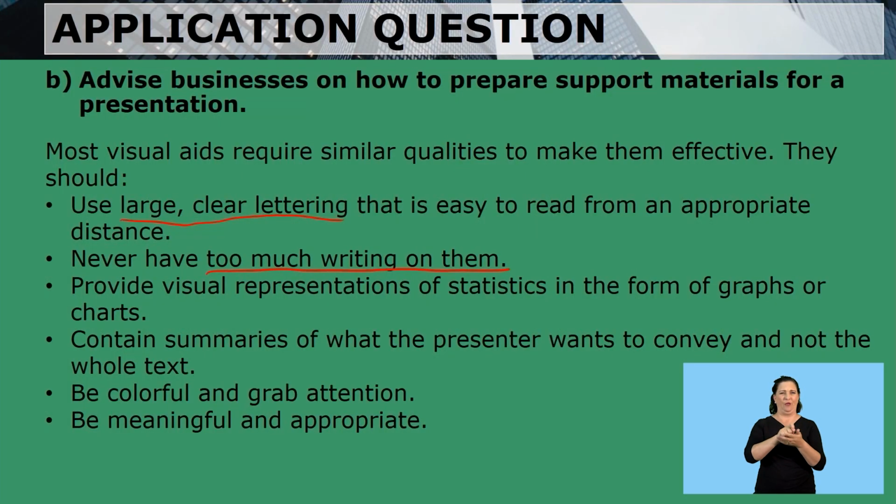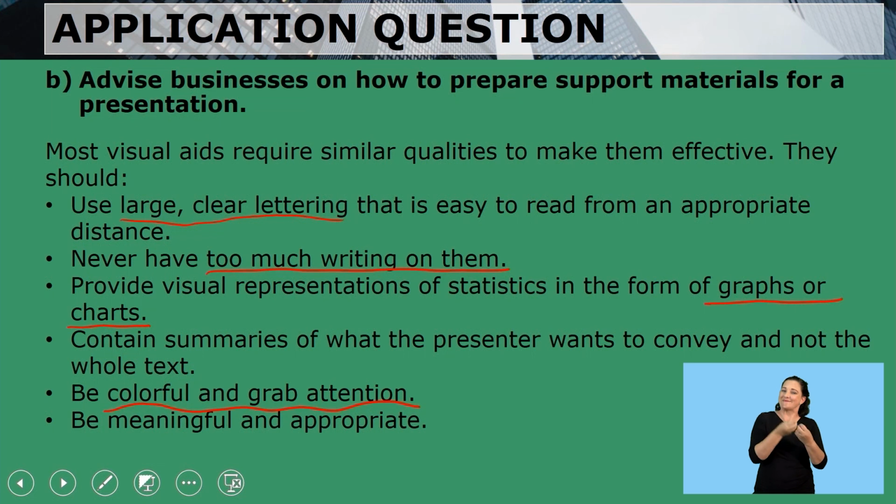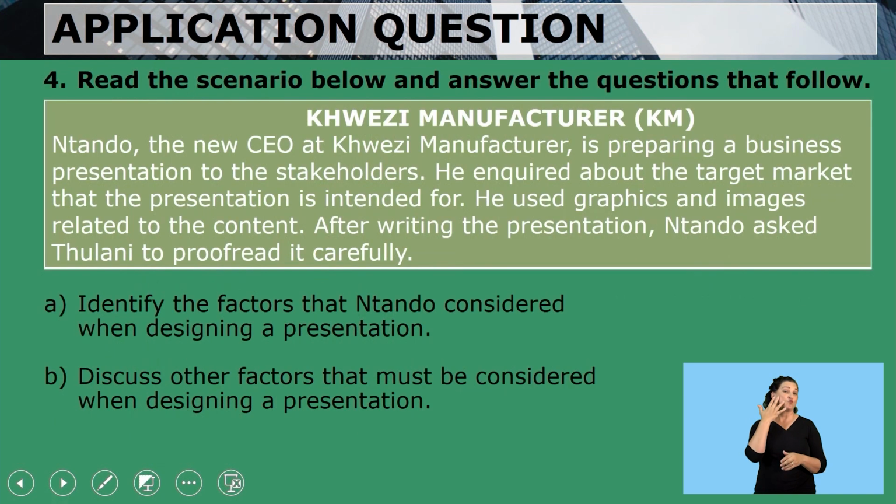You must never have too much writing on them, because it gets very cluttered and untidy. Provide visual representations of statistics in the form of graphs or charts. And this one gets easily interpreted in the form of graphs or charts. Contain summaries of what the presenter wants to convey. Be colorful and grab attention. How do you grab attention? By using different colors that will grab attention. The color that just shouts, look at me or read me. It needs to be meaningful and appropriate. So this is how to prepare support materials. These are things that one needs to consider when preparing support materials.